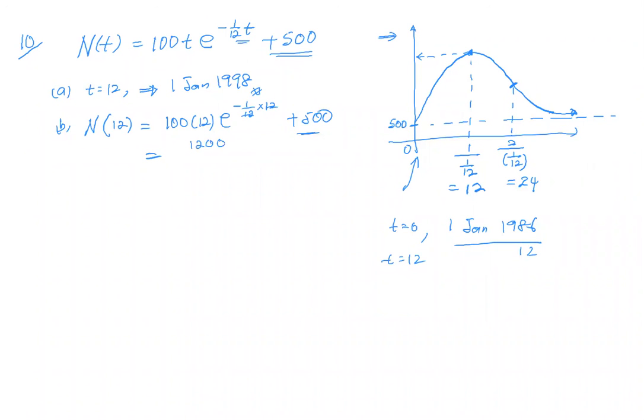Okay, so this one will be 1200 divided by e plus 500. So you can use your calculator to get the approximate value. Yep.